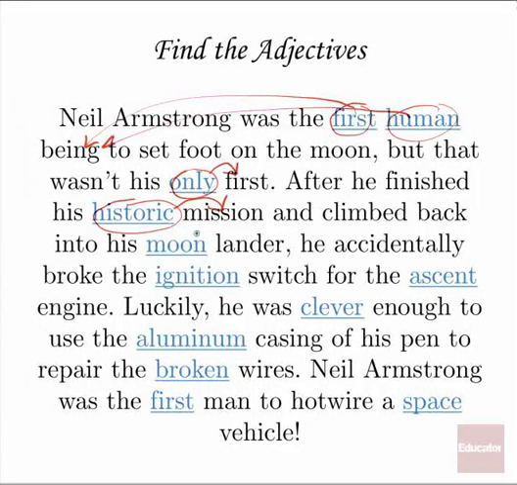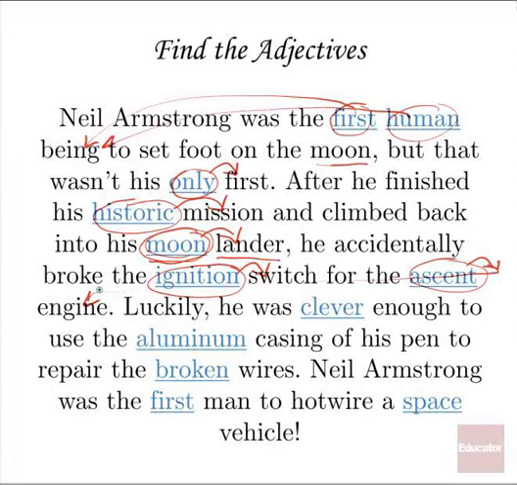He climbed back into his moon lander. Notice again, moon was a noun up here, but it's an adjective down here because it's modifying lander. He accidentally broke the ignition switch. Ignition, another noun that's acting like an adjective in this case because it's modifying the noun switch. For the ascent engine, luckily he was clever enough. Oh, here's a linking verb. So clever actually goes back to modify the pronoun he.